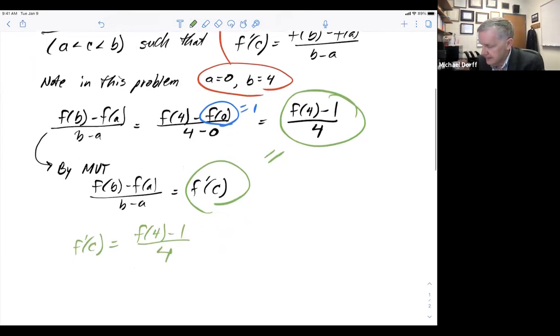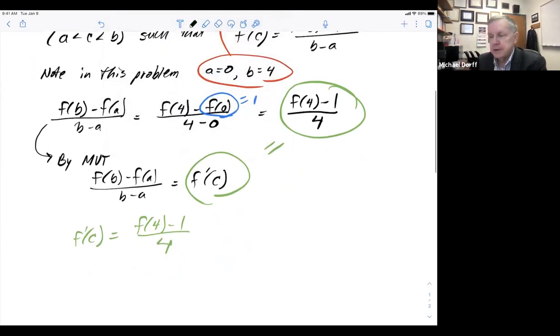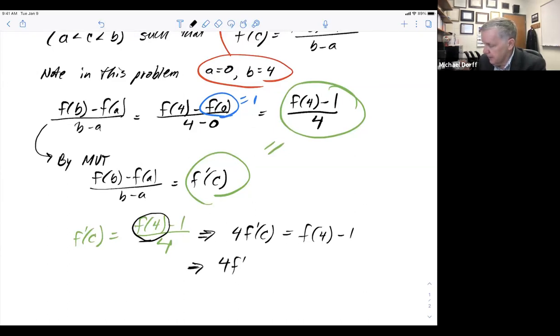Okay, let's see from here then. Remember what we're trying to do is show that f of 4 is between 9 and 21. Well, let's isolate f of 4 by itself. So I'm going to multiply both sides by 4. So I'm going to get 4 f prime of c equals f of 4 minus 1. And I'm going to add 1 to both sides to get this.